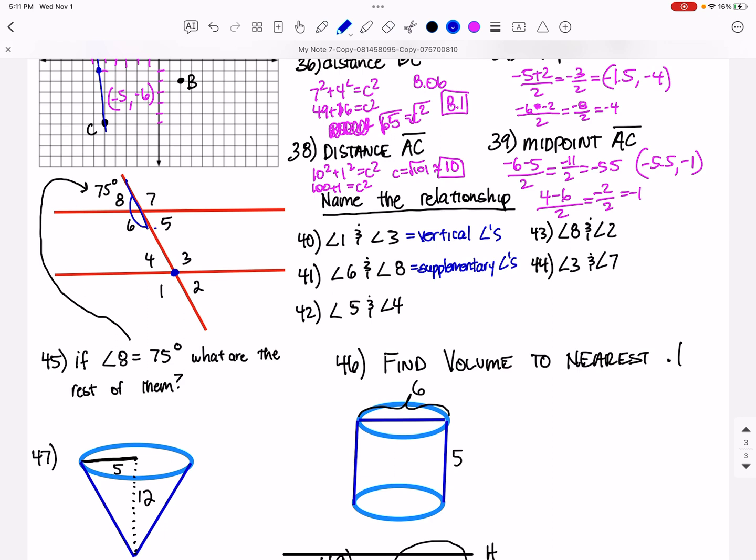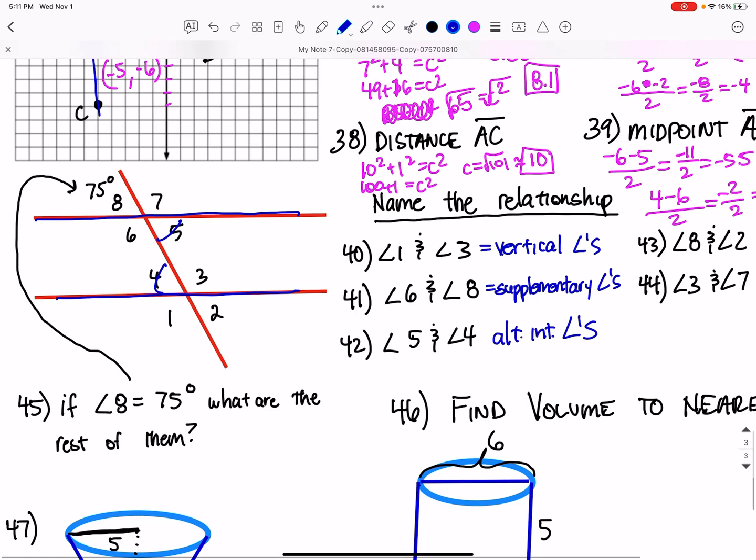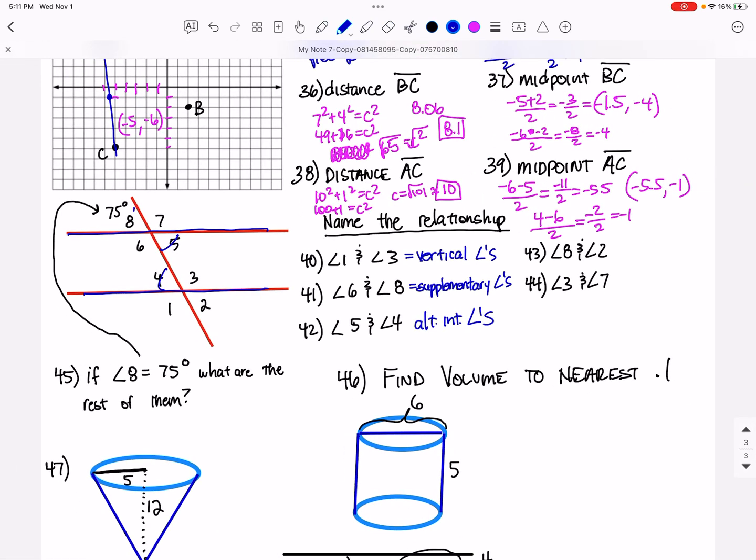5 and 4 are both on the inside of the train track. So if here's the train tracks, they're both on the inside. One's a lefty, one's a righty. So they're alternating interior angles. Number 8 and number 2, they're both on the outside, so they're exterior. Eight's a lefty, 2's a righty, so they're alternating exterior angles.